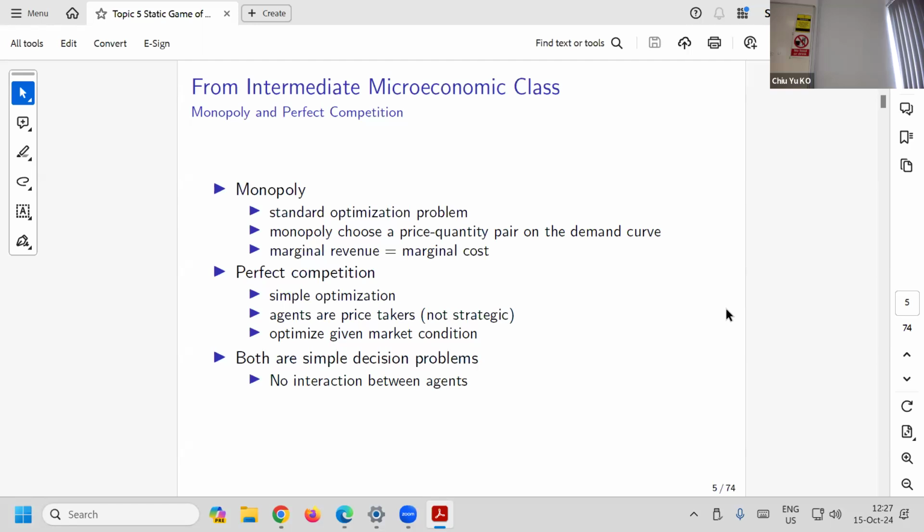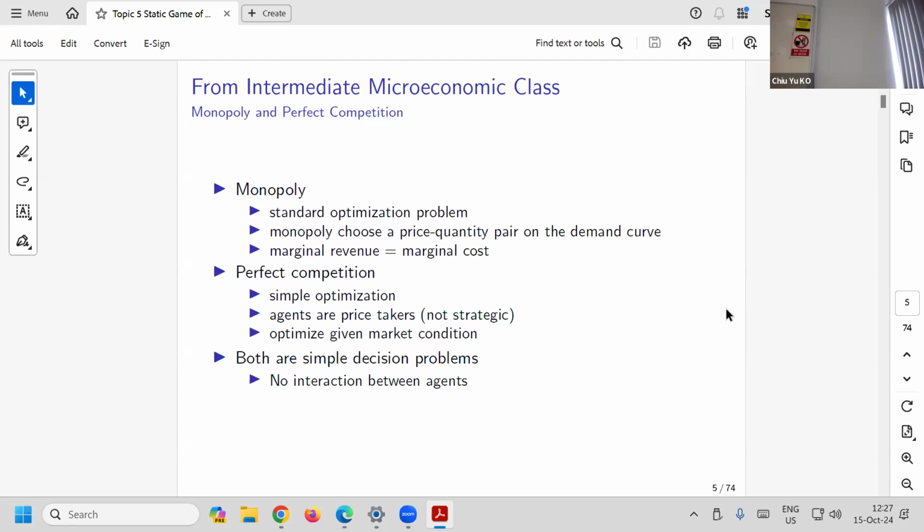And the well-known solution you will see is the marginal rule, right? It's marginal revenue equals marginal cost, right? Or if you like quantity, it will be marginal quantity, the same as the marginal cost, and so forth. So it's a very standard analysis.